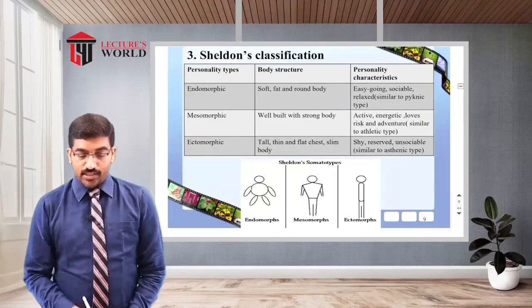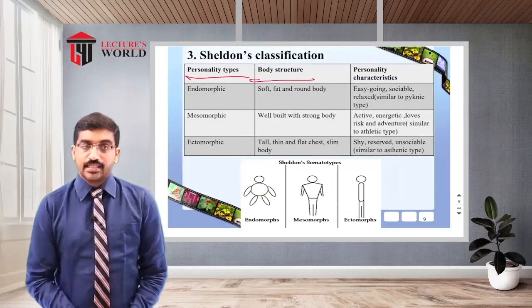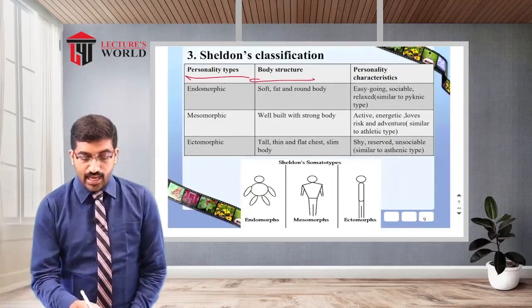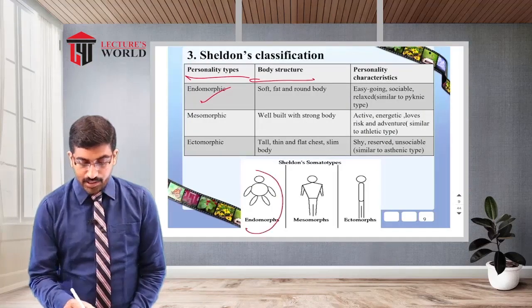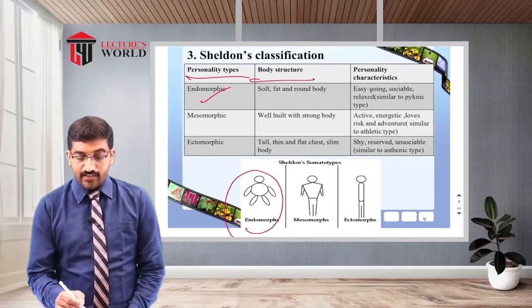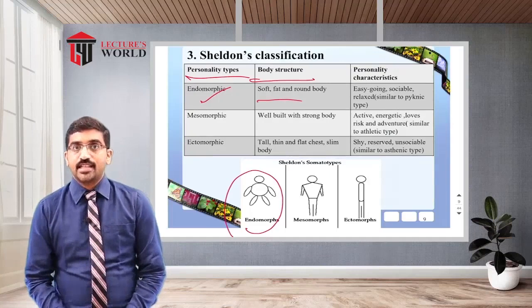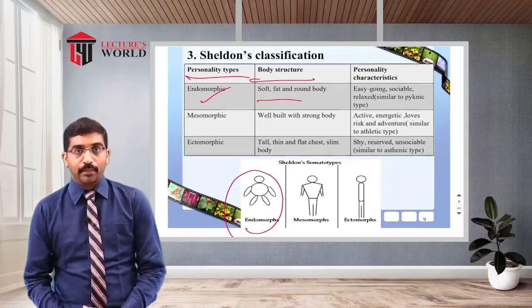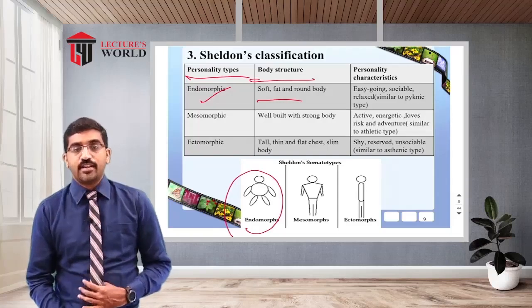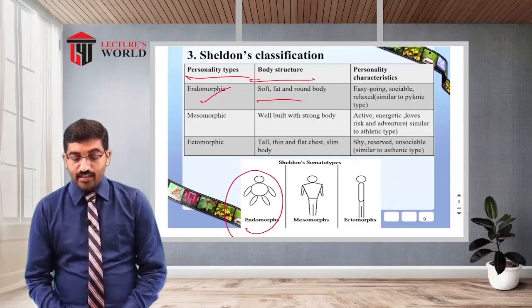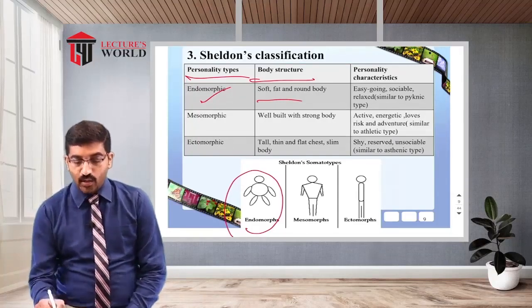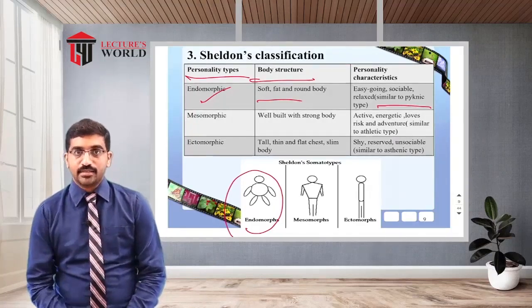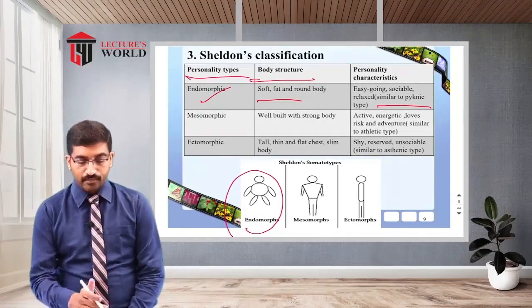Based on body structure and personality type, how the characteristics feature. Endomorphic: you see the endomorph structure, how they are very soft, fat, round body, very fat. I already told you, fatty persons, many people whomever I have seen, they are very social, they are very relaxed personality. See how they are written, similar to the pyknic person, pyknic of Kretschmer.